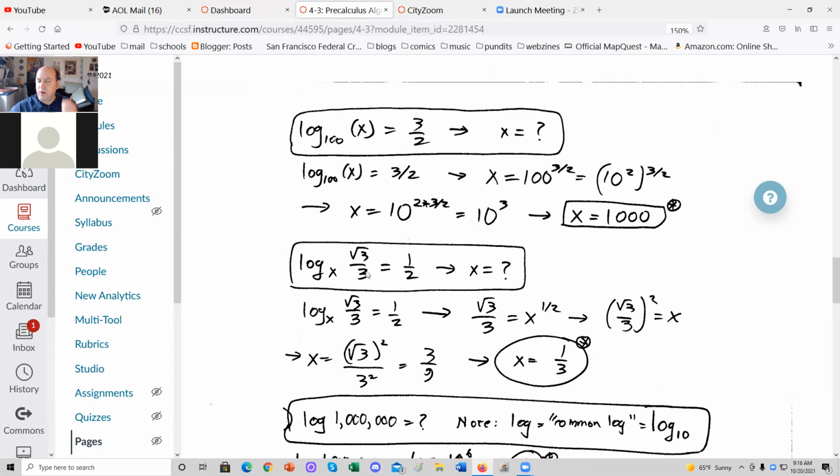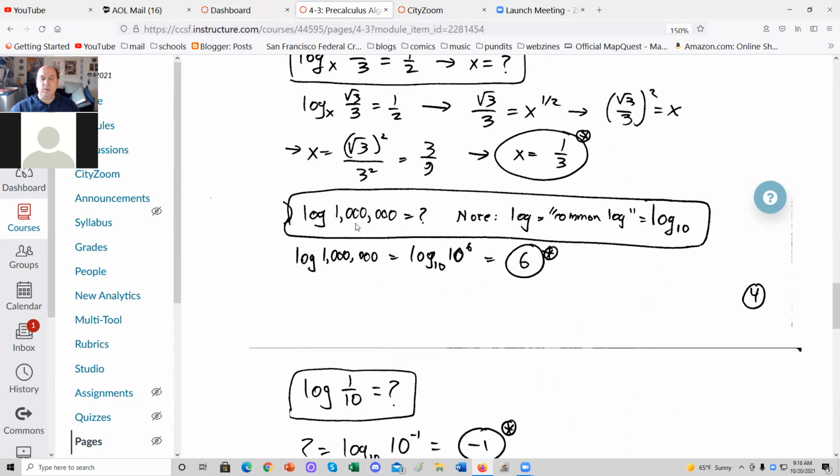Log base x of root 3 over 3 is a half. What's x? You transpose a logarithm base x, it turns into an exponential base x. So root 3 over 3 equals x to the 1/2. Square both sides, get x equals root 3 over 3 squared, which after a little bit of arithmetic gets you x equals 1/3.